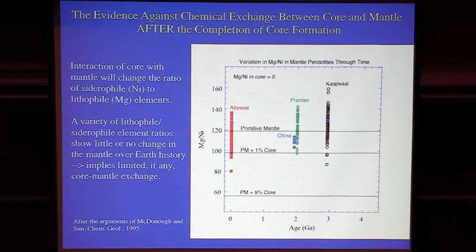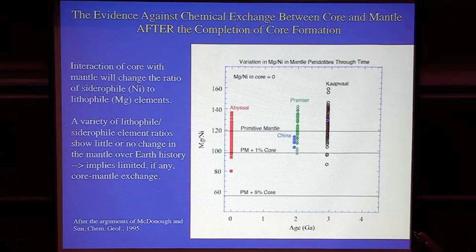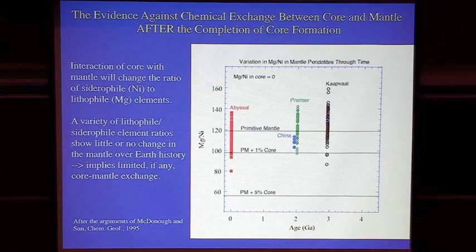Now, this is actually a pretty sensitive indicator of how much core you could tolerate. If this is the primitive mantle point, and you added 1% of the core, of the mantle mass, back to the primitive mantle, you would lower the magnesium-nickel ratio to there. So you can't even tolerate a 1% re-addition of the core into the mantle.